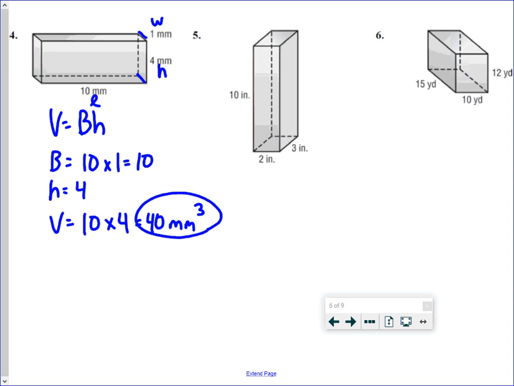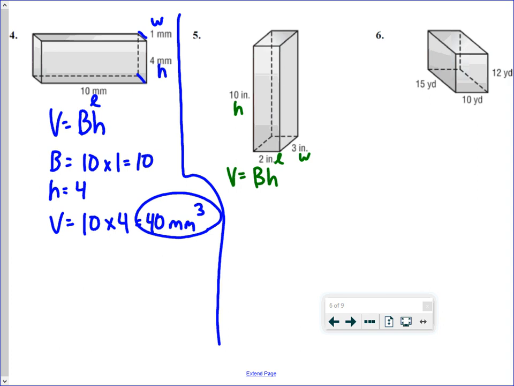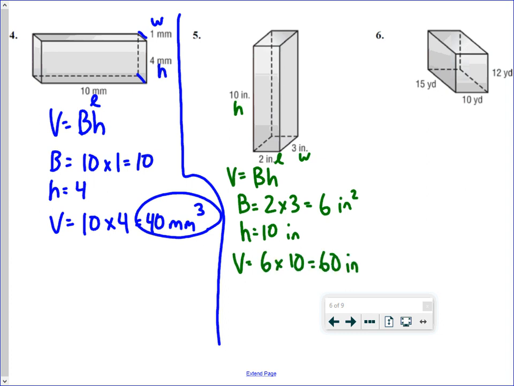Okay? Make sure you pause it again. Do number 5 on your own. See if you can get it right. So volume is equal to base area times height. Pretty simple one. Length, width, height. Base area is equal to 2 times 3, which is 6 inches squared. Our height is 10 inches. So volume is equal to 6 times 10, which is 60 inches cubed.